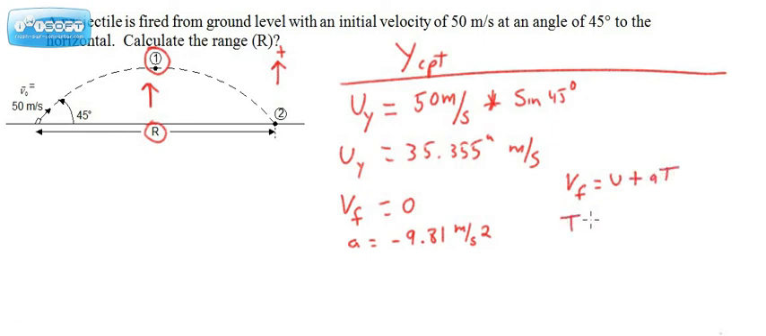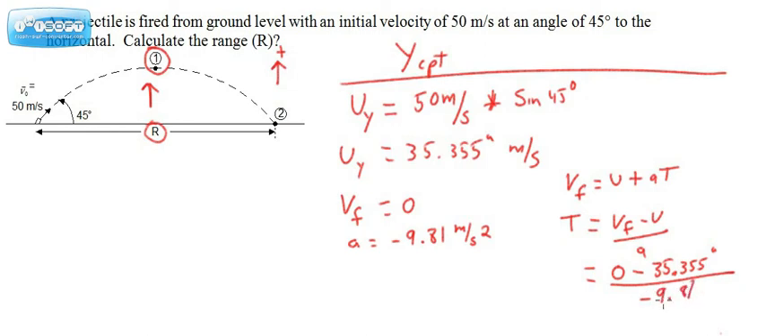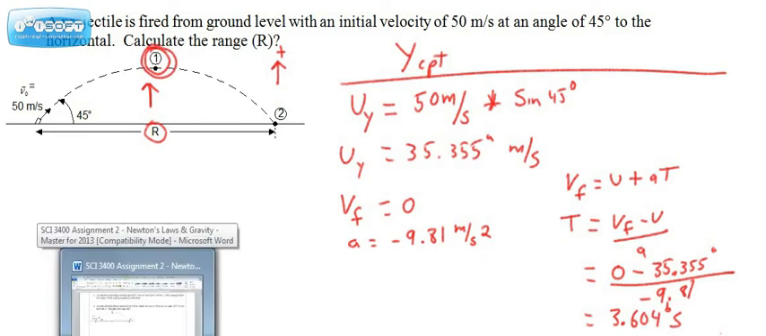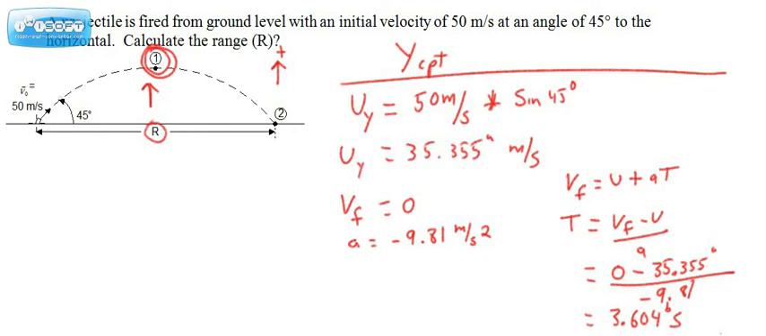Rearrange for T, that's what we're looking for in these cases, time. T equals VF minus U all over A, which is equal to 0 minus 35.355, memory location A, divided by 9.81, which is negative. That gives me a time of 3.604 seconds. So I know when it hits the apex, over here again at 1, it took 3.604 seconds. If it took 3.604 seconds to go half the travel, how long is it going to take to do the other half of the travel?